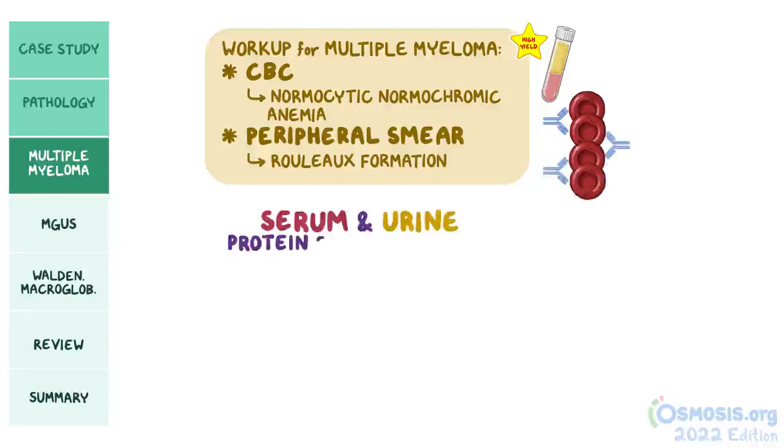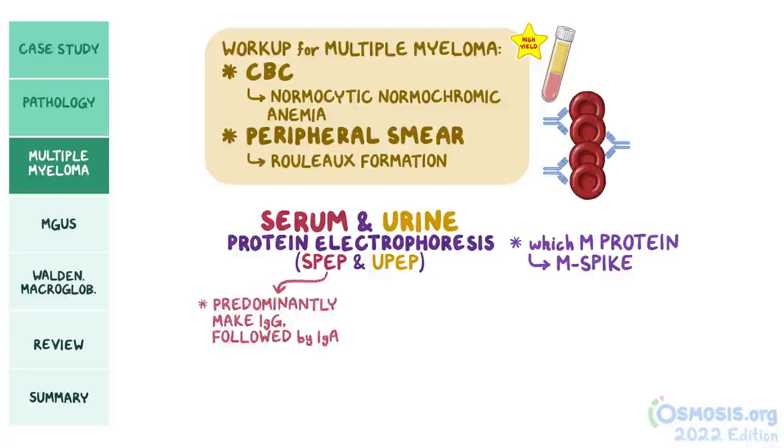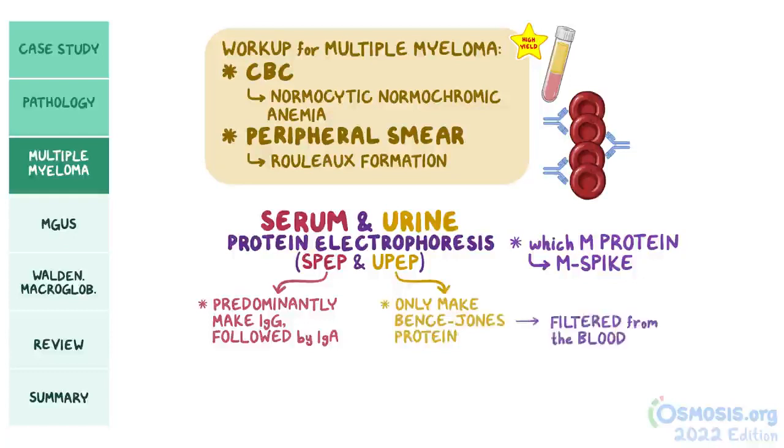Serum and urine protein electrophoresis, or SPEP and UPEP, respectively, are important to see which M protein is predominantly being produced and is seen as an M spike. SPEP detects most multiple myeloma patients that predominantly make IgG, followed by IgA, while UPEP is used to detect the minority of multiple myeloma patients who only make the Bence-Jones protein. UPEP is needed because these light chains are rapidly filtered from the blood, so they may not be seen on SPEP.